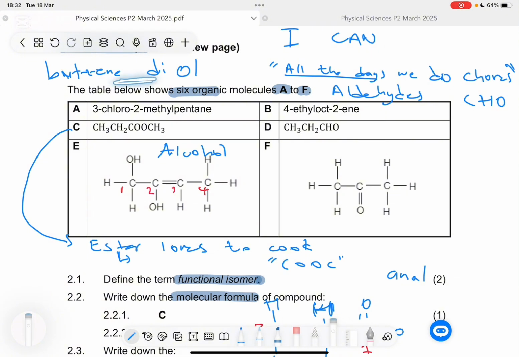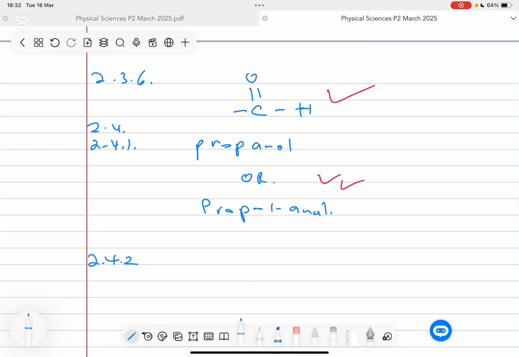Then if I want to specify my alcohol, I will say it is at position 1. I have the first one there. So this would be 1 and then a comma. Then we have the other alcohol here at position 2. So it will be comma 2 and then you put the dash. The whole name will be but-2-ene-1,2-diol. So that is the full name that I'm going to put here. It's going to be but-2-ene-1,2-diol.